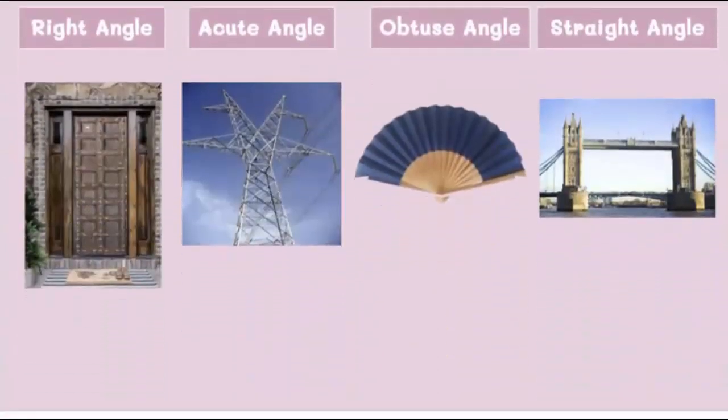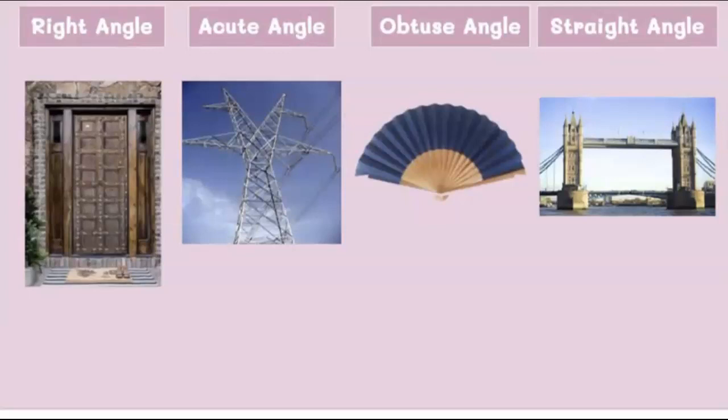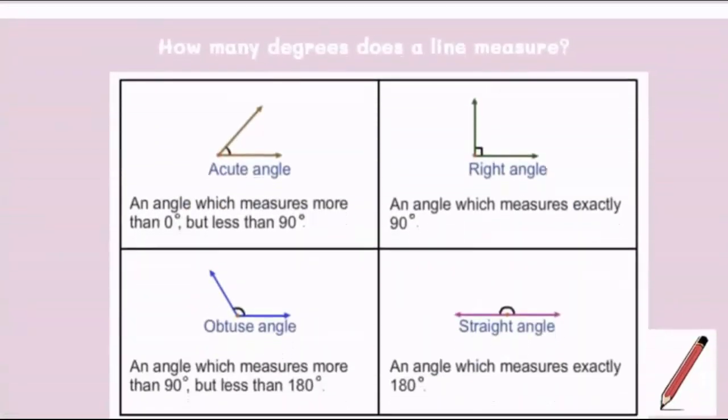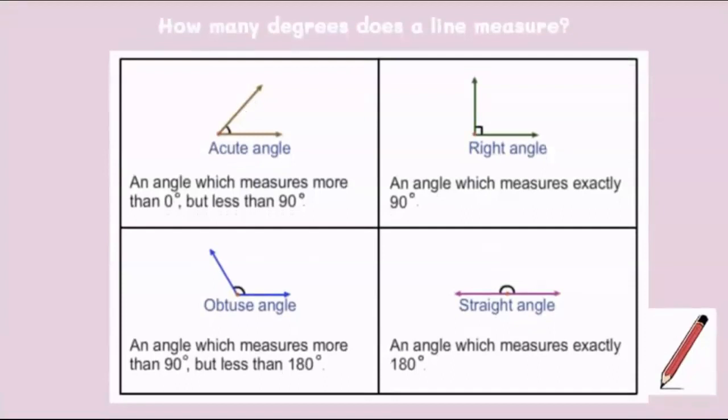So just a quick review. Here are some real-life photos of right angles, acute angles, obtuse angles, and straight angles. And I'm going to go over those definitions right here real quick. You might want to pause the video and write this down. How many degrees does a line measure?